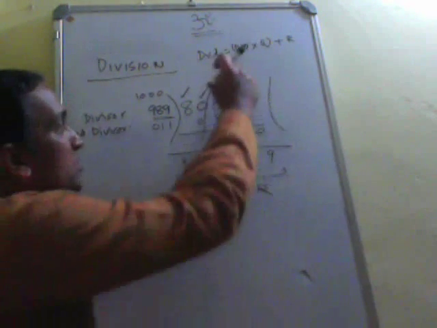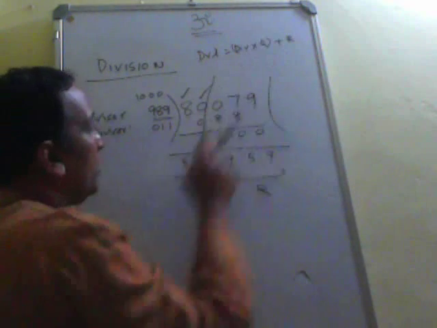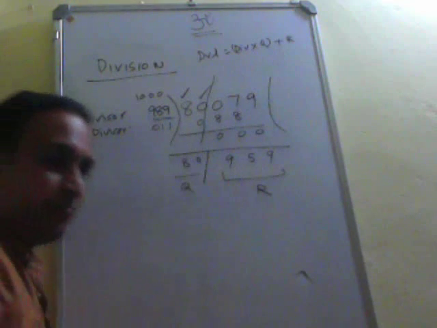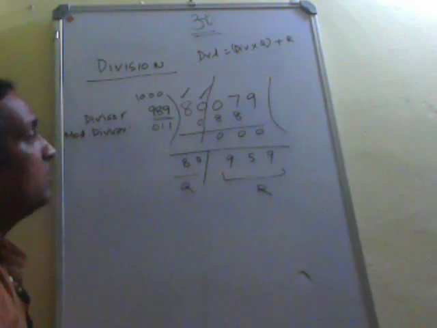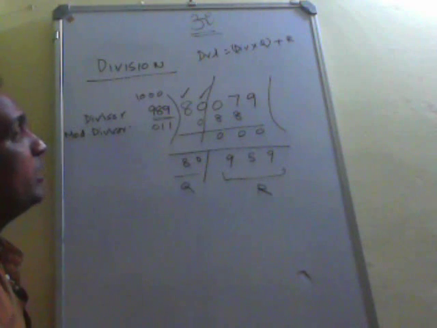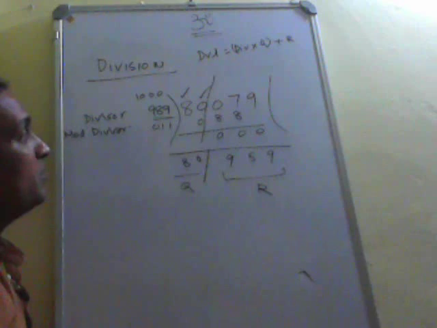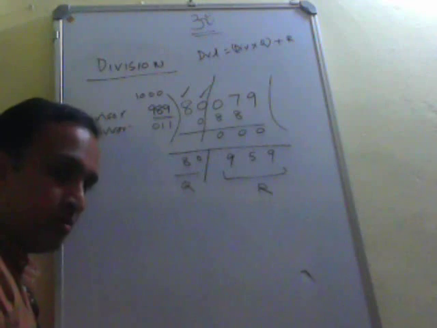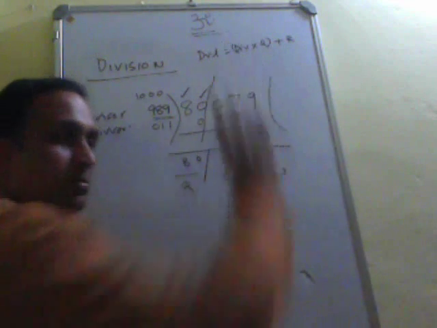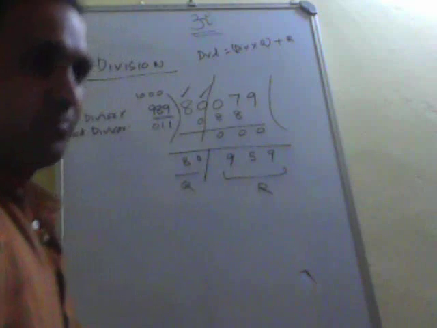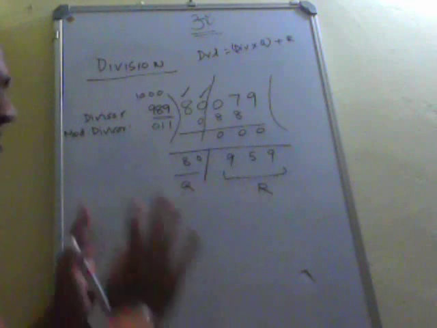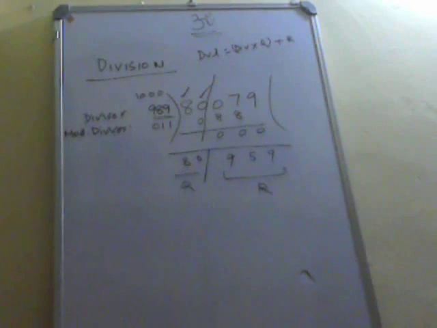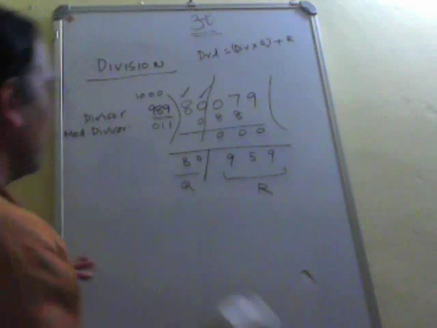Okay, now please verify if this answer is correct. 80 into 989 plus 959 should be 8079. 80 into 989 plus 959 is equal to 80079. Okay, that is correct. No decimal point and all will come. This is only division to get the quotient and remainder. That is the method. We will do one more example so that you are clear.